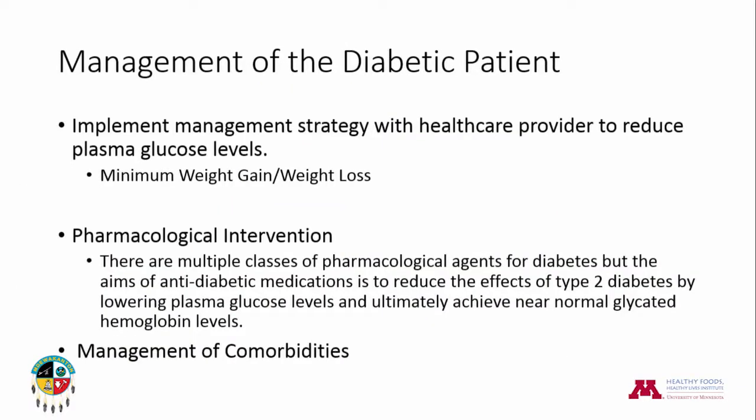So what next? So implementation of a strategy with your healthcare provider. Either a minimum weight gain or a weight loss program is usually one of the best key factors, in addition to a standard of care, including metformin, sulfonylureas, different medications like that. And also your healthcare provider might introduce some management of your comorbidities as well.